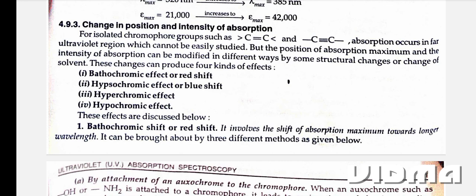Bathochromic shift or red shift. It involves the shift of absorption maximum towards longer wavelength. It can be brought about by three different methods as given below.